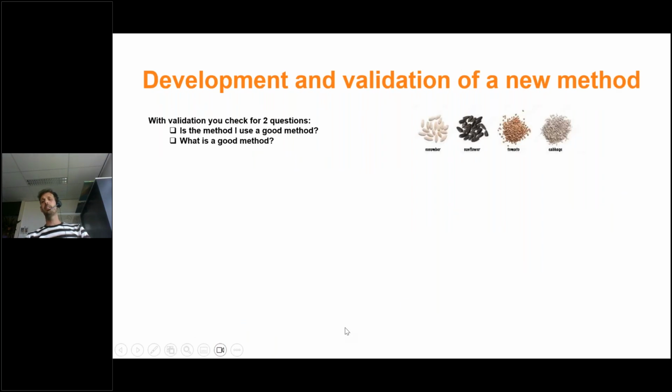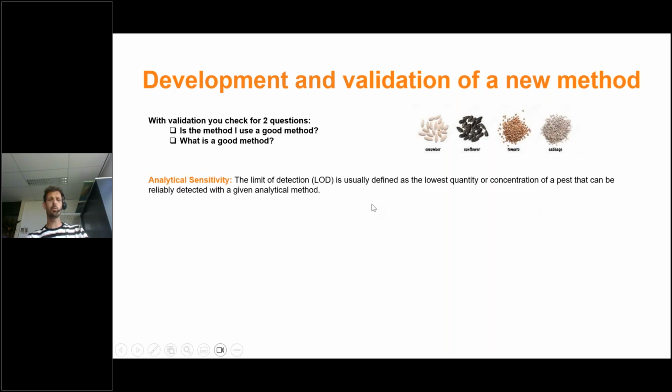Then on the development and the validation of new methods, which is very important, there are two questions that you should ask yourself. Is the method that I use a good method, of course? And secondly, and more important actually, what is a good method actually? To check and answer these two questions, there's a validation rule that you should refer to, and in there are 7 performance characteristics which you should check via experiments to see whether you have a good method in your hands. And we'll go through those.